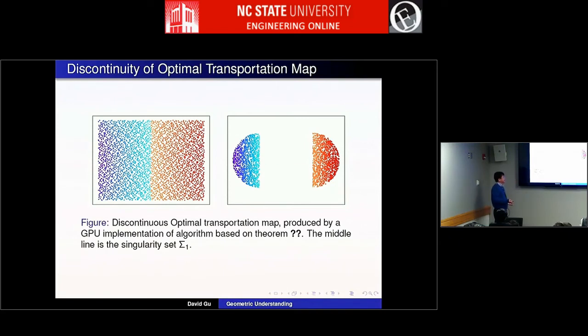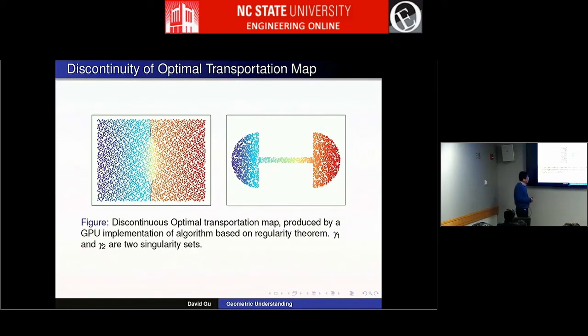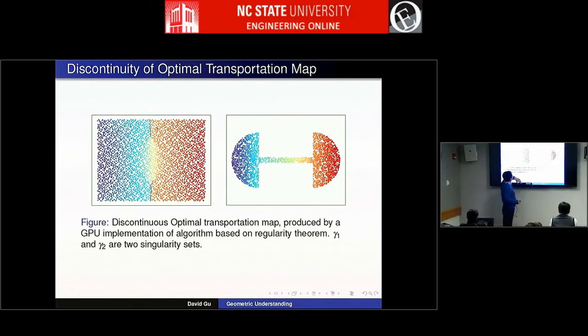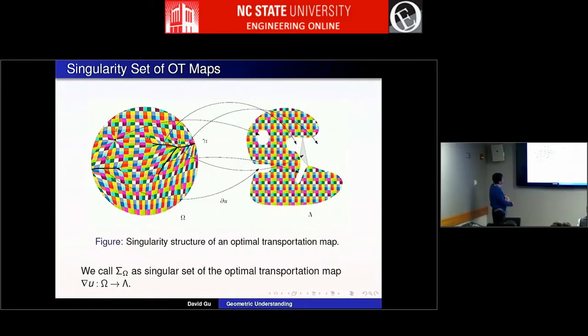But if the target is connected but non-convex, concave, then we still get a line segment here. Along this line the mapping is not continuous. For the general case, we come to here.